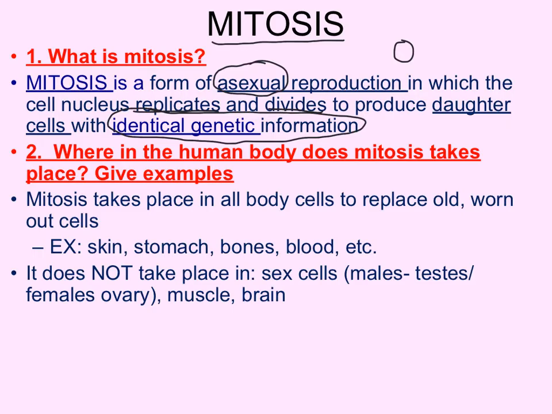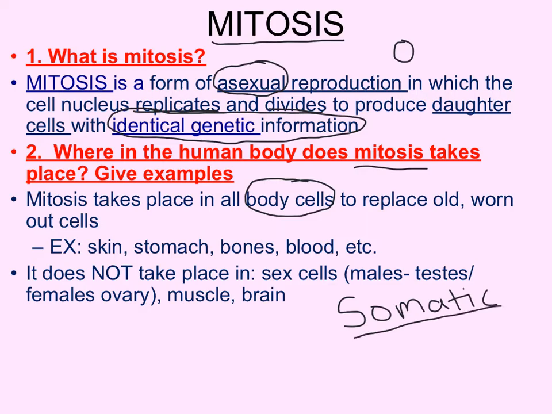Now, where in our body does mitosis take place? Well, it takes place in our body cells. Another word for body cells is your somatic cells. If I were you, I would learn somatic cells because I will not use body cells. I'm going to use the term somatic cells. So these are cells like your skin, the cells that line your stomach, your bones, your blood cells, both red and white, etc. These are cells that are going to reproduce through mitosis.